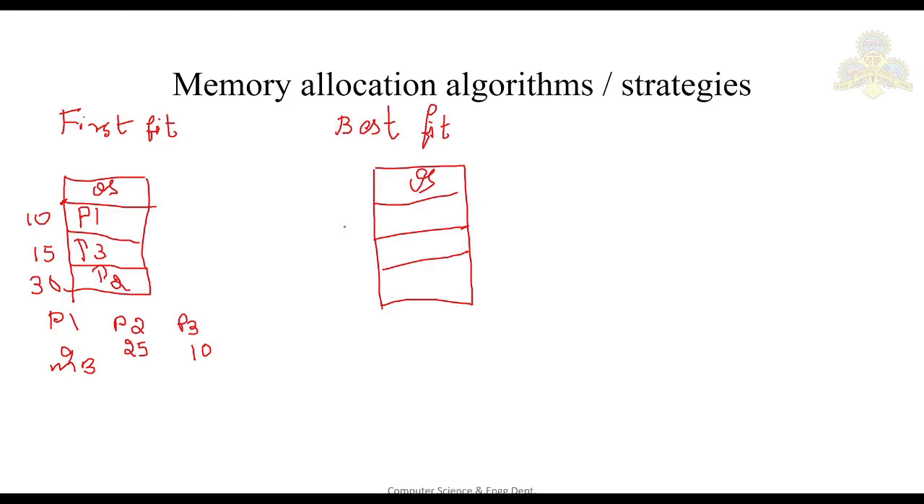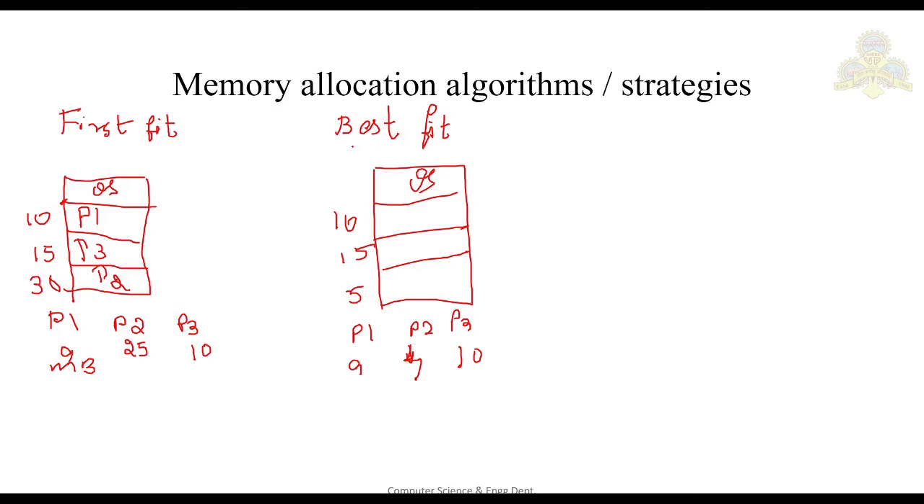Suppose I'll take the same. The first part is 10 MB, the second one 15 MB, and the third one is 5 MB. And again, suppose we have processes P1, P2, P3 of 9 MB, 4 MB, and 10 MB. So how do you allocate these 3 processes into the main memory using best fit strategy?